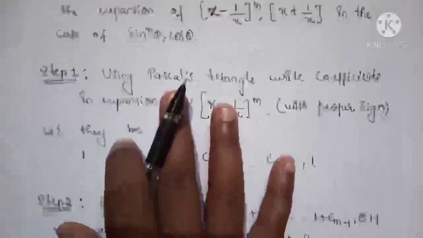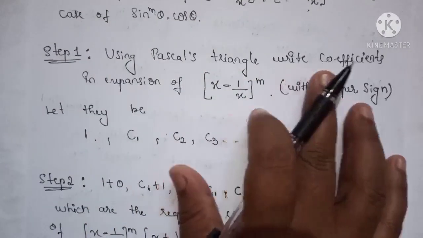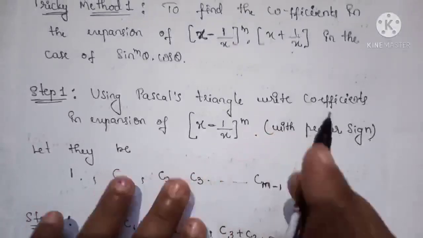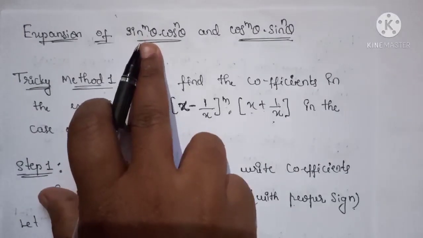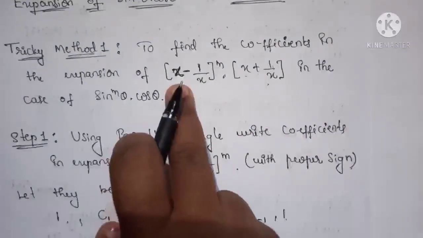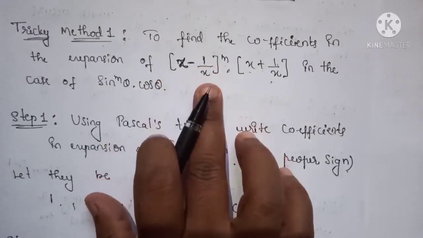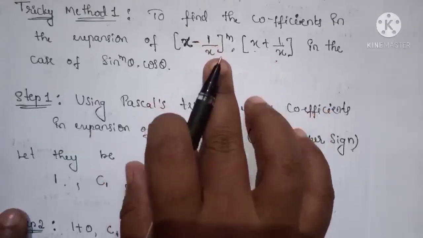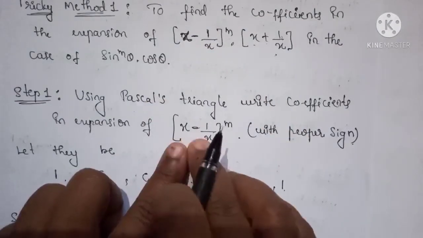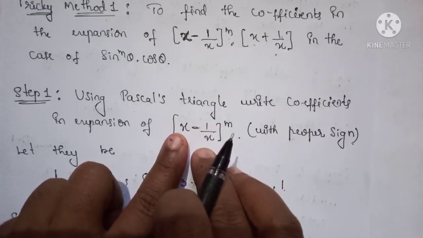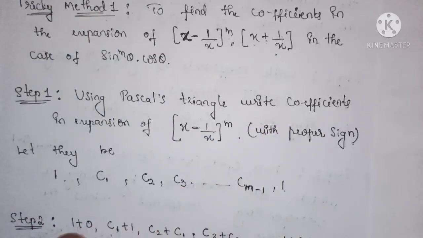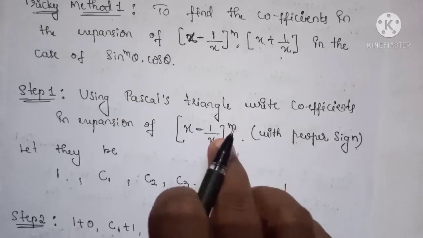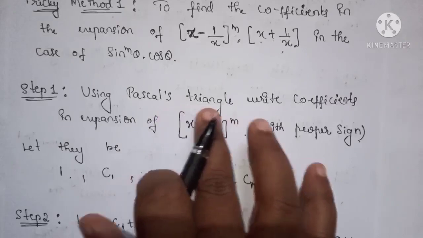Step 1: using Pascal triangle, write the coefficients in the expansion of x minus 1 by x power m. If the question is sin power m theta and cos power n theta, sin means we consider x minus 1 by x. Whatever the first bracket is, we have to write the binomial coefficients of that bracket. Here the first bracket, the first term, is sin, therefore we take x minus 1 by x power. Whatever the power of sin, we write the coefficients by using Pascal triangle.